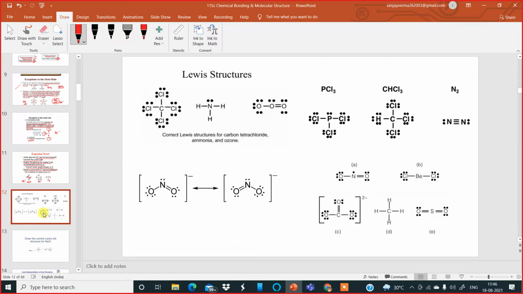Now have a look at this screen on your cell phones, on your laptops. Have a look carefully, then I will ask you a question. Go through them very, very carefully.